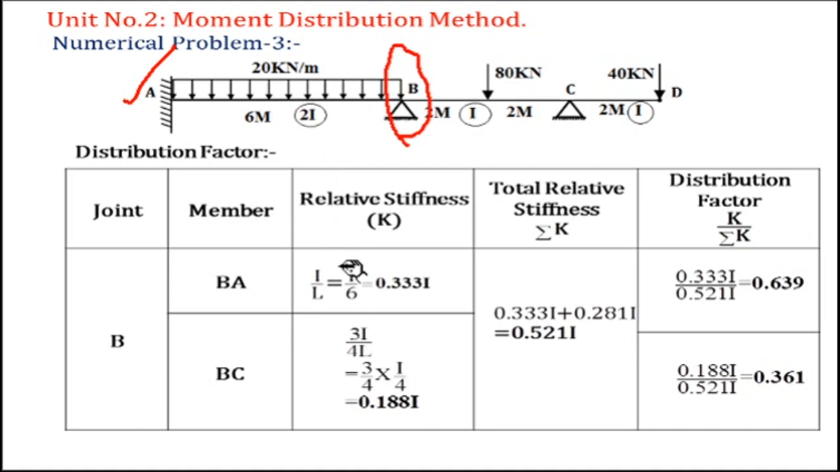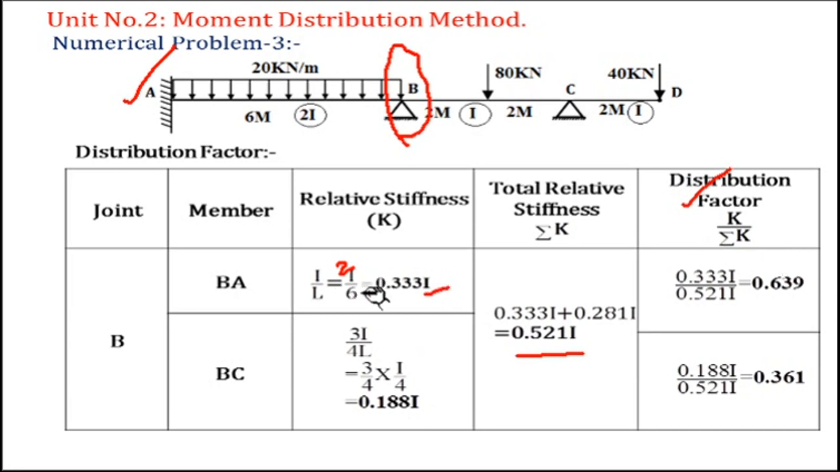So here you have to put 2I divided by 6 is equal to 0.33I. Now for BC, far end is continuous and overhang. So relative stiffness is 3 by 4 into I by L. Now moment of inertia is I. So 3 by 4 into I divided by span, which is 4, is equal to 0.188I. Adding these two, we have the total relative stiffness 0.521I.